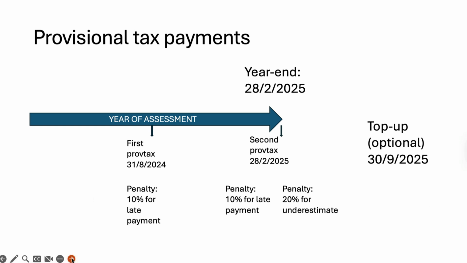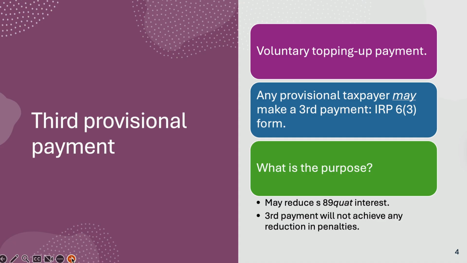If we look at the role of this third provisional payment, we saw that these penalties apply to the first and second provisional returns. The third provisional payment is a voluntary payment. You don't have to make it, and there's no penalty for not making it. Any provisional taxpayer may make a third payment, and you use the normal provisional tax form, the IP6 form, to do that. Why would you make one? It's not going to help you with penalties that might have applied to your first and second provisionals, but it can help you with interest, and interest charged by SARS can add up to quite a lot of money.